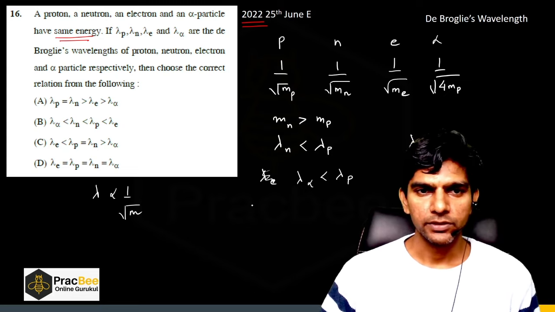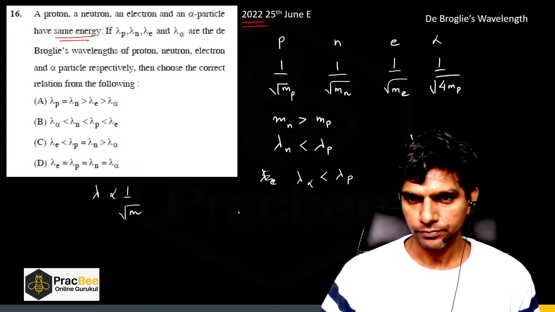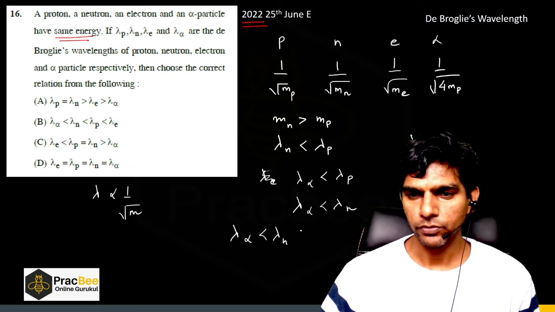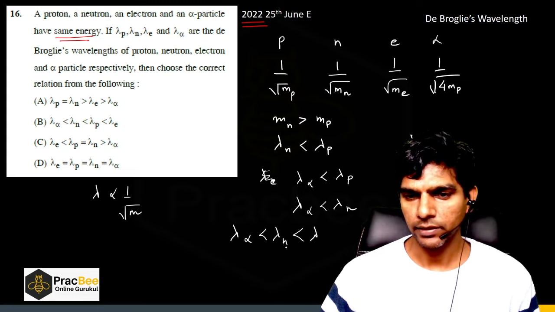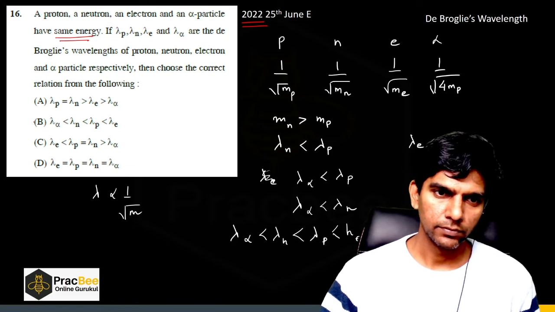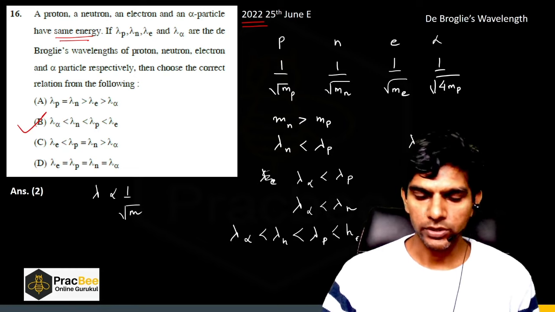Okay, right? So if we write this in increasing order, we can also say lambda of alpha will be less than the lambda of neutron. So lambda of alpha is less than lambda of neutron, and lambda of neutron is less than lambda of proton, and it is less than lambda of electron. So if you look at the options, option B is the right answer. I hope the concept is clear how to compare the de Broglie wavelength.